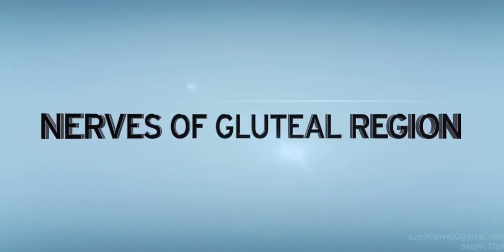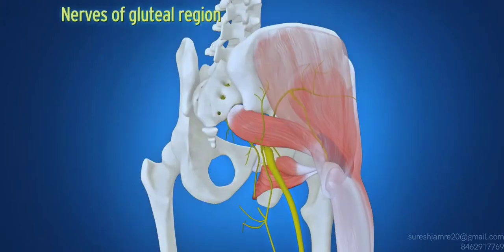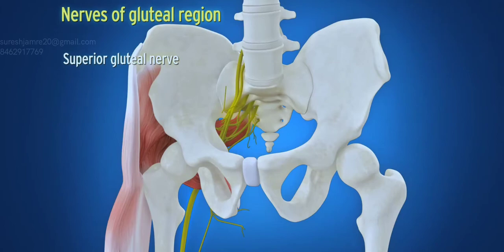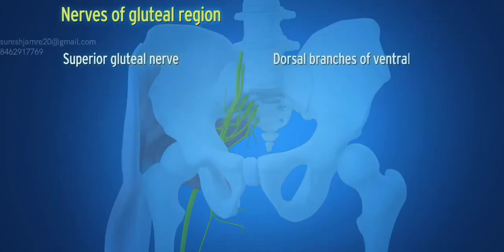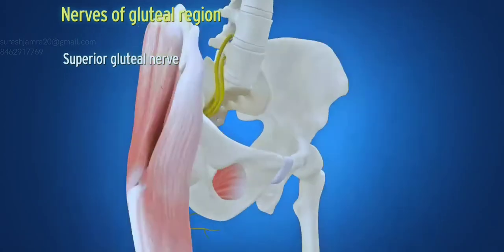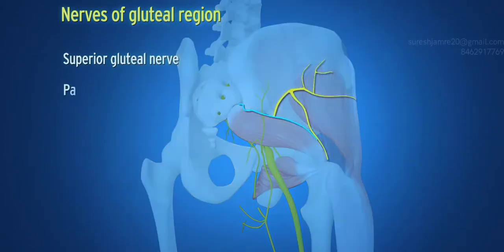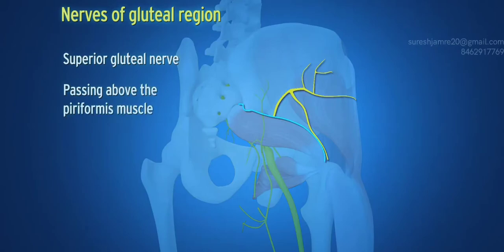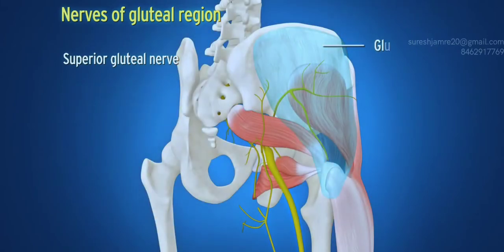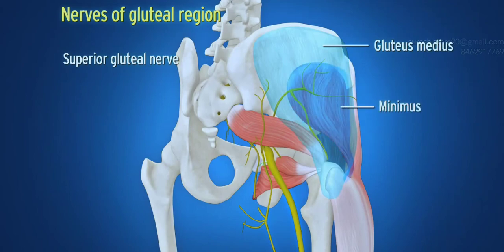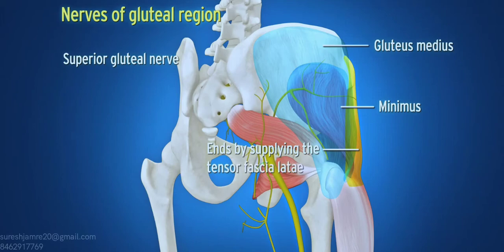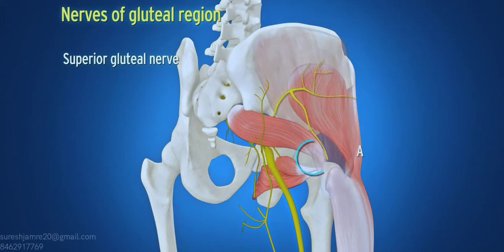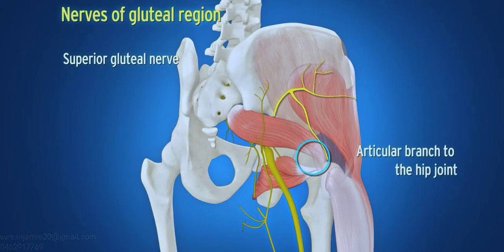Nerves of gluteal region. Superior gluteal nerve. It is formed by the dorsal branches of ventral rami of L4, L5 and S1. It enters the gluteal region by passing above the piriformis muscle. It passes between the gluteus medius and minimus, supplies both the muscles and ends by supplying the tensor fasciae latae. It also provides articular branch to the hip joint.